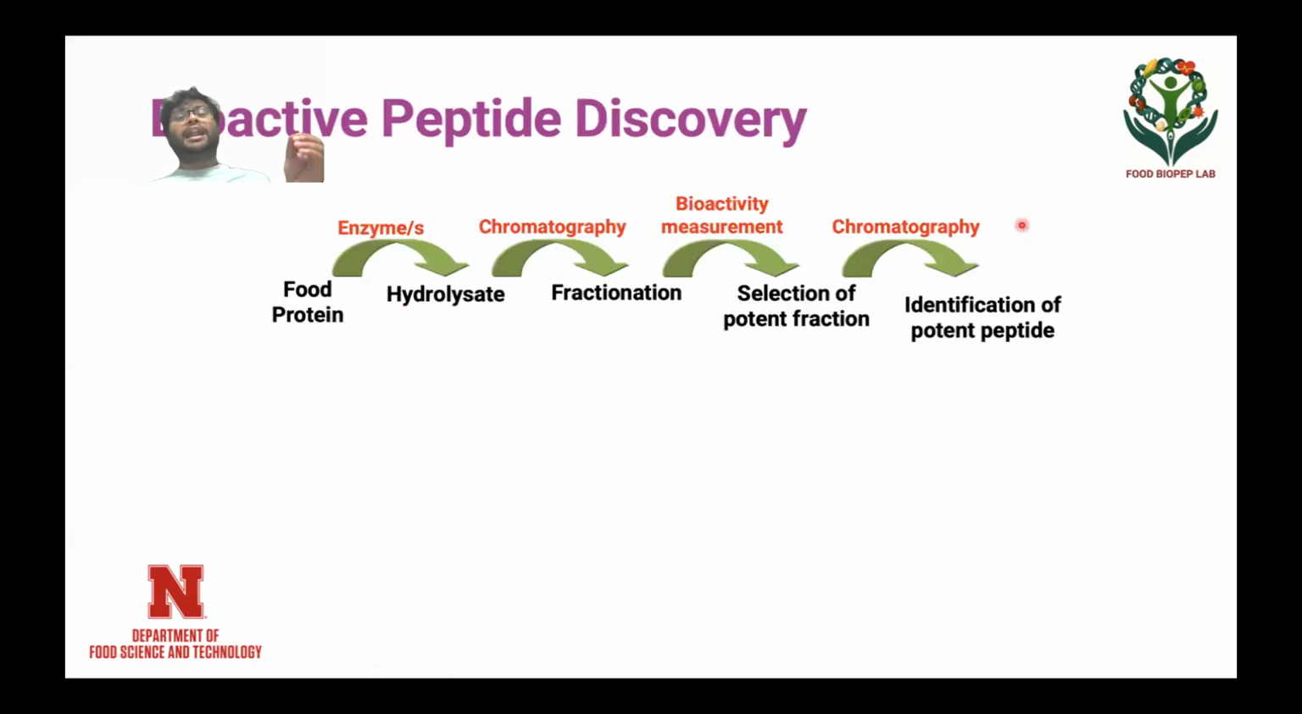So there are different ways that peptide discovery has happened over the last 20, 30 years or almost. Specifically, people generally choose a specific food protein, choose an enzyme, hydrolyze them, do multiple chromatography, fractionate them, measure their biological activity, select a protein fraction, do further chromatography, and then identify one or two sequences that are biologically active. This is a long and very cumbersome, very labor-intensive process. That's why people started developing different approaches that could make it more efficient.